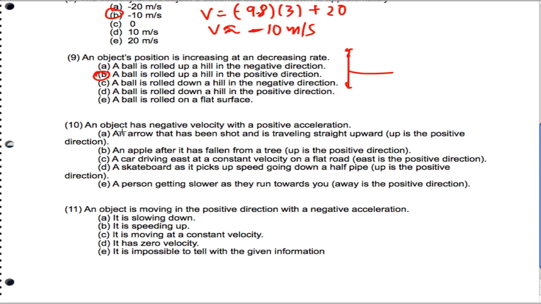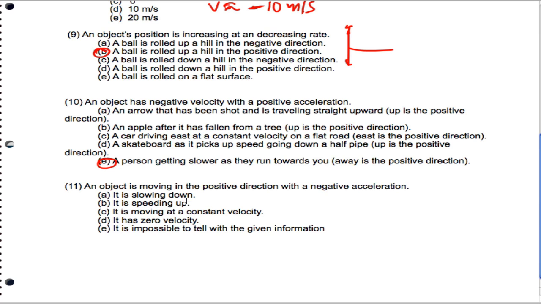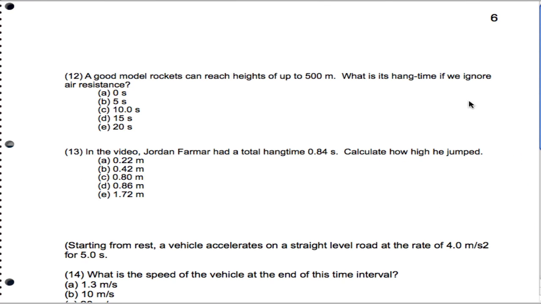An object has negative velocity with positive acceleration. That actually means that I'm going backwards and slowing down. So let's see if we can figure out what captures that. A person is running backwards and is slowing down. That's actually choice E right here. Okay, so now an object is moving in the positive direction with a negative acceleration. Again, I'm going forward and I'm slowing down. So that's choice A.